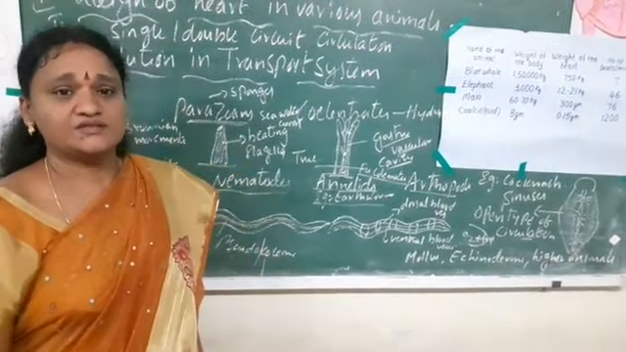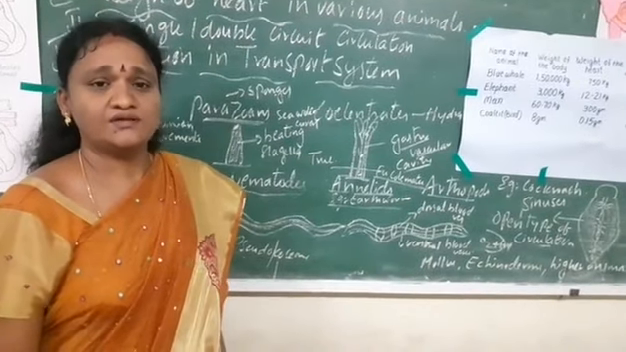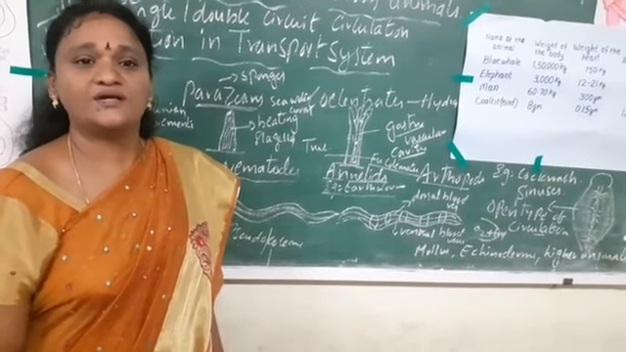So from this it is clear that we have double circuit circulation, and the next part of the lesson will be continued in the next section.